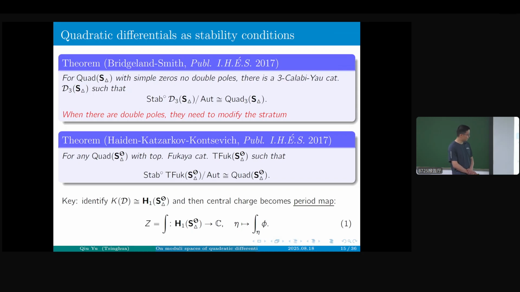So these are both lattices of rank m, for example. And then the central charge, which is the local coordinate in the space of stability conditions, becomes the period map in the moduli space of quadratic differentials. So the period map is basically, here you have the quadratic differential. This integral means that you need to take a square root of the quadratic differential to get an abelian differential on the spectral cover of the Riemann surface. And then you can integrate there.